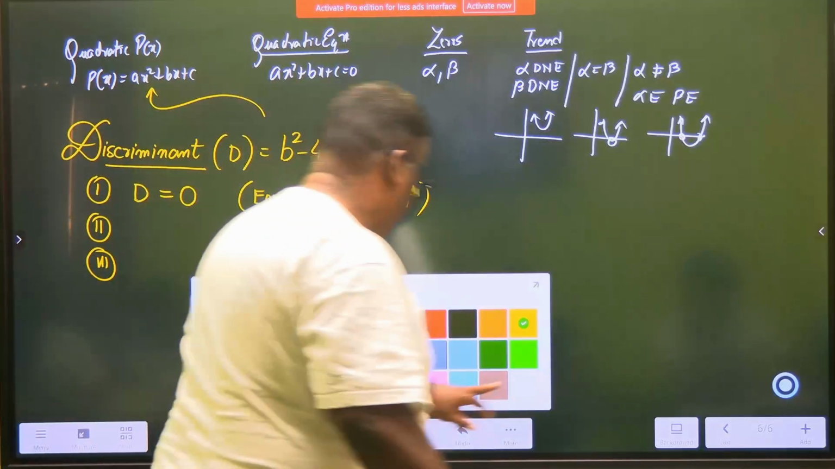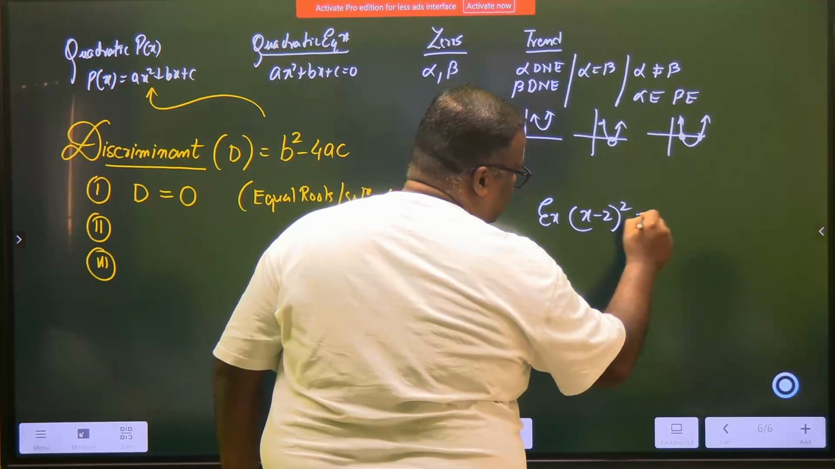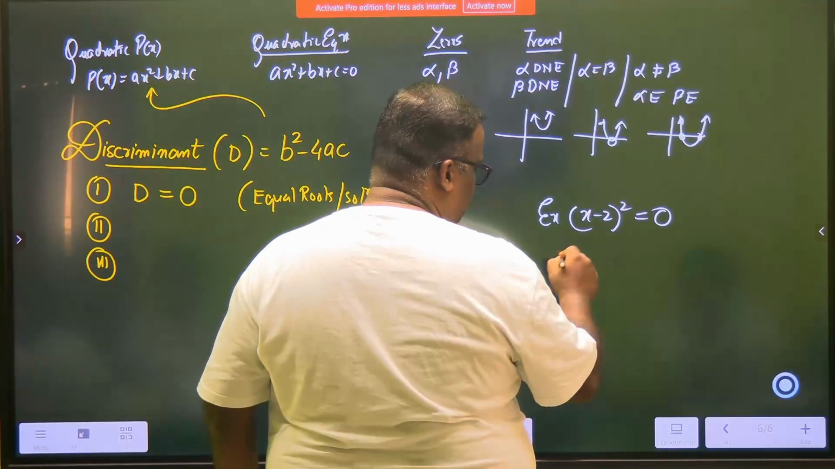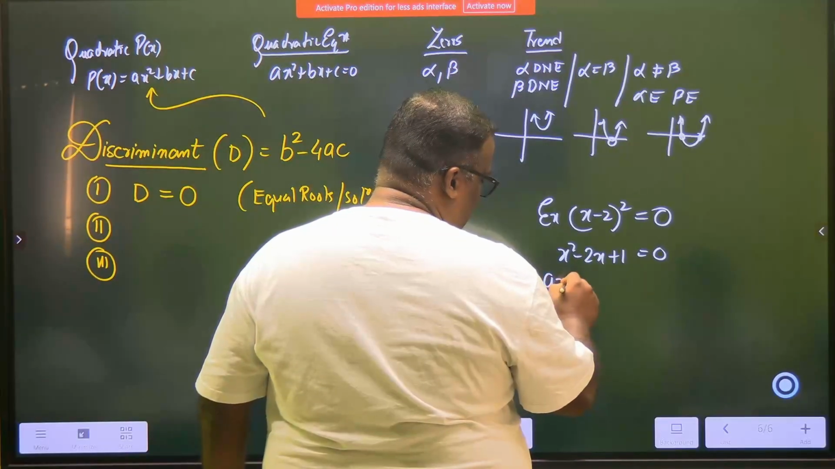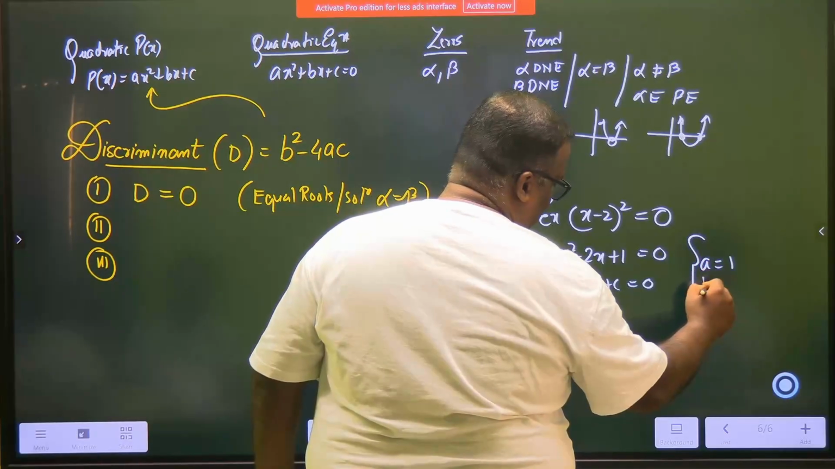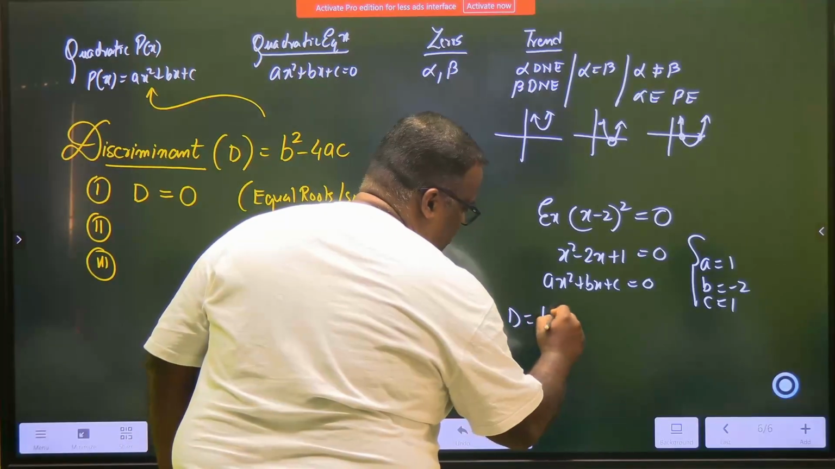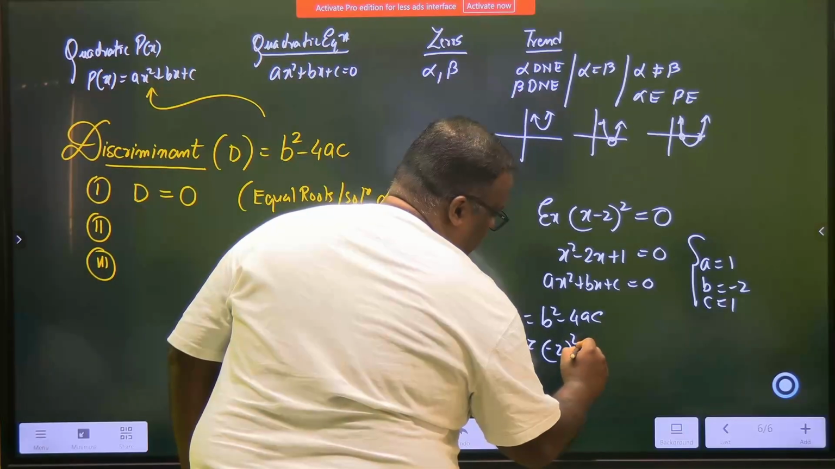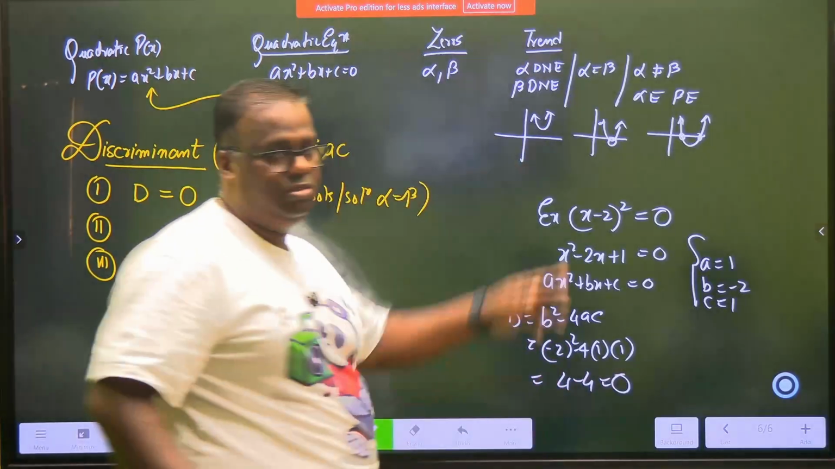Sir, we don't believe you. Don't believe. The example we took was what? (x - 1)² = 0. Did we get equal roots here? We got equal roots. Let's expand this: x² - 2x + 1 = 0. Let us compare this with ax² + bx + c = 0. What is the value of a? 1. What is the value of b? -2. What is the value of c? 1. Calculate the discriminant. Discriminant is b² - 4ac. What is b²? (-2)². Then minus 4 into a is 1, c is 1. What am I getting? 4 minus 4. What is the value? 0.